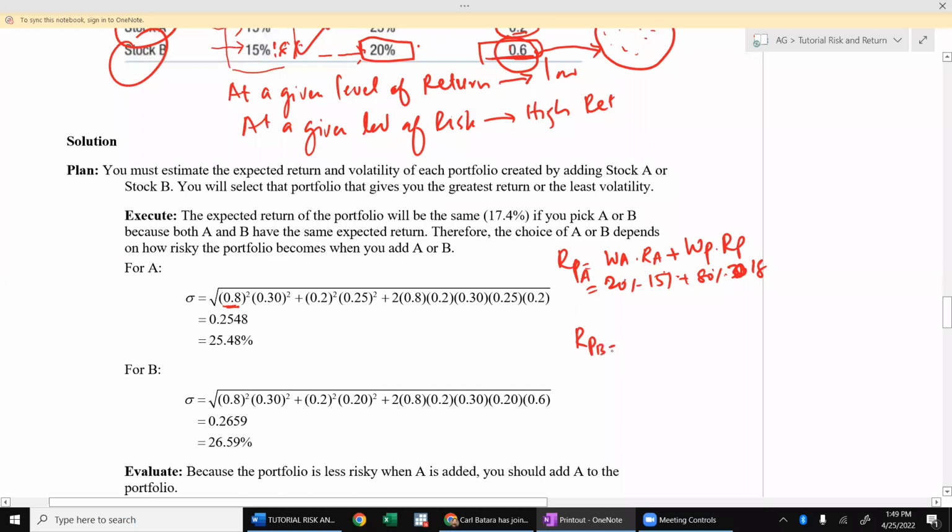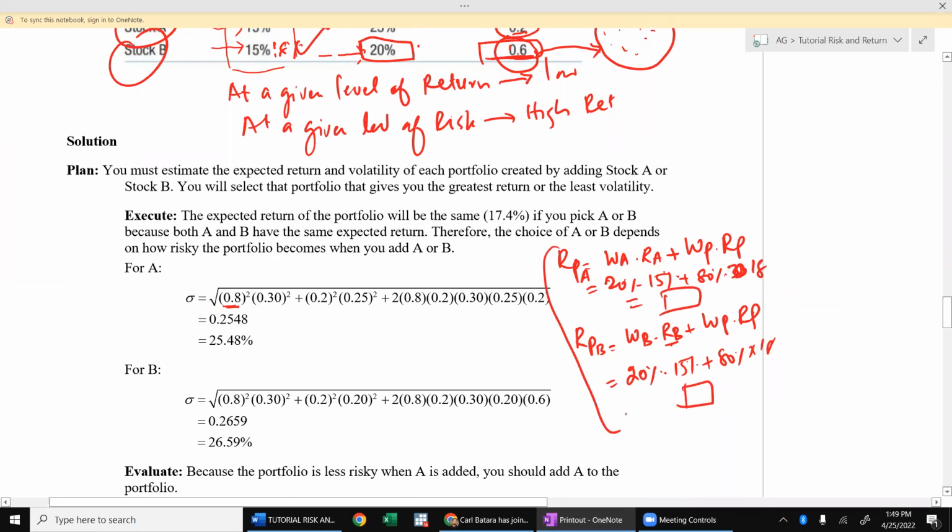the return of the portfolio will be weight of B times return of B plus weight of portfolio times return of portfolio. Weight of B would be the same because you want to add 20% in either security. And the return of B is also 15%, right? With 80% and 18%, both of them will give us the same result. So that's why we are not adding return in this question. We are directly starting from the risk. Okay.